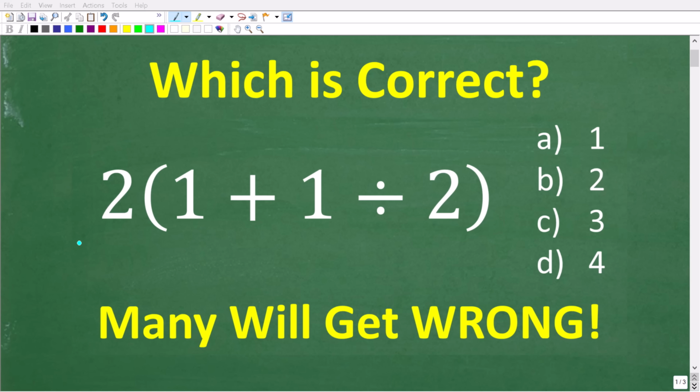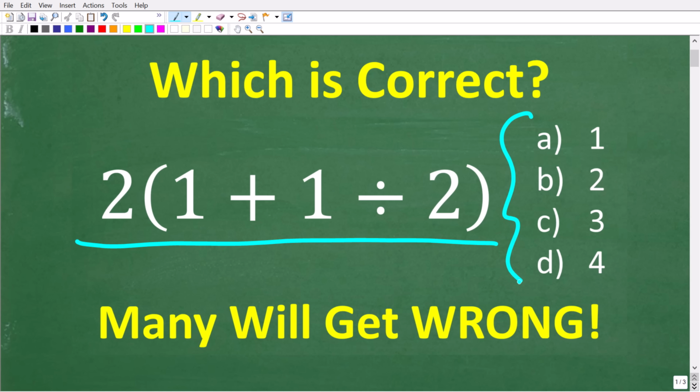This math problem looks easy, and that's exactly why a lot of people are going to get it wrong. Now, one of these answers is correct. Take a second and look at them carefully. Pick one of them and then lock it in. Don't change your answer, and go ahead and put that into the comment section.